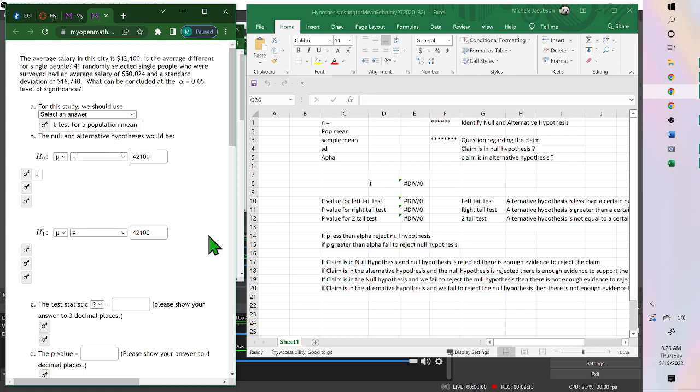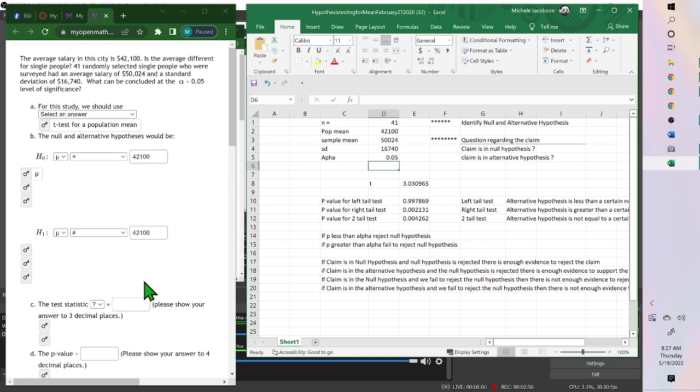Then we plug our values into the table to find the test statistic and the p-value. Our sample size was 41. The population mean comes from the null hypothesis, 42,100. Sample mean was 50,024. Standard deviation 16,740. And alpha's 0.05.